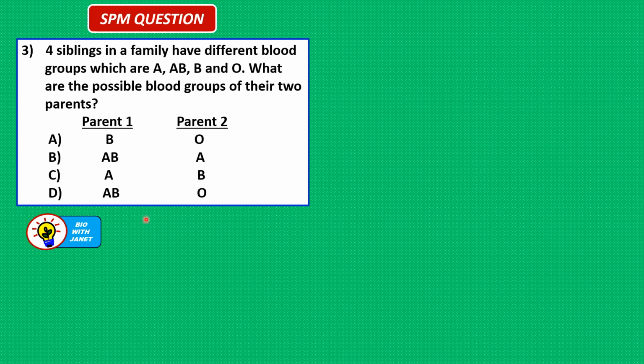Finally, let's look at an objective question. 4 siblings in a family have different blood groups, which are A, AB, B, and O. What are the possible blood groups of their 2 parents, right? So pause the video for a moment and try to answer this question and show some working. All right, and show how you can get your answer from the information given.